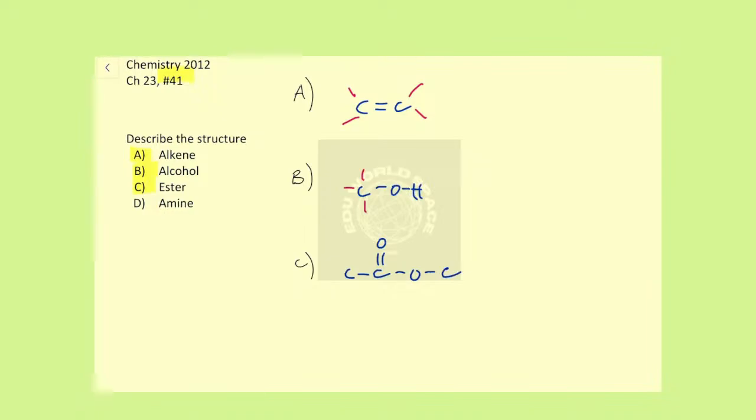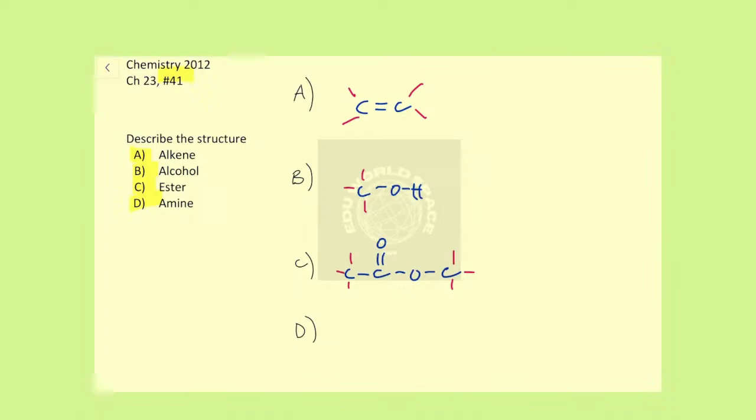All right. So, and as usual, these carbons can be connected to other atoms as well. So this would be an ester. And finally, we have part D, which is amine. Okay. So amine is, as you probably remember, would have a nitrogen in it.